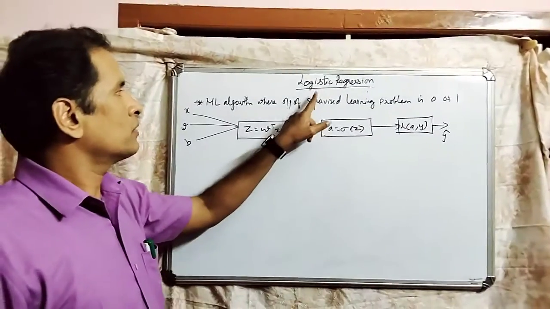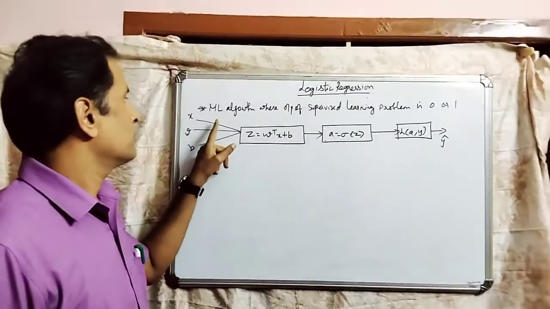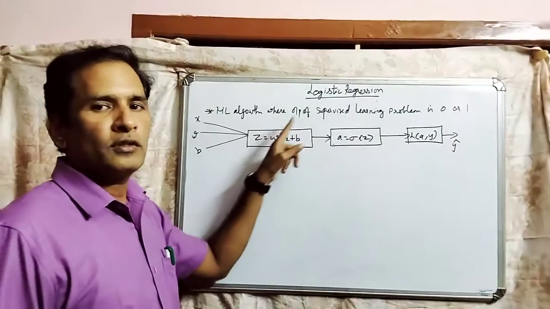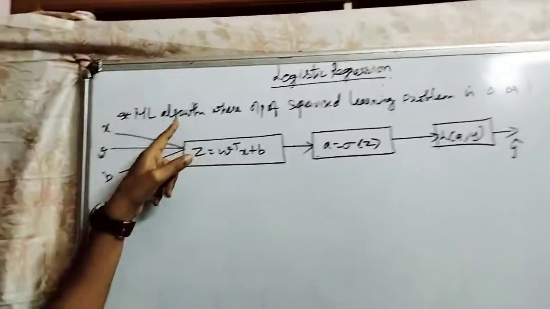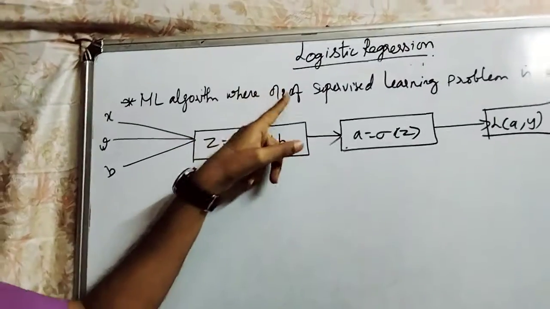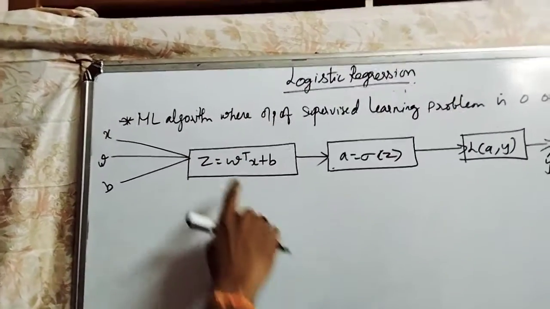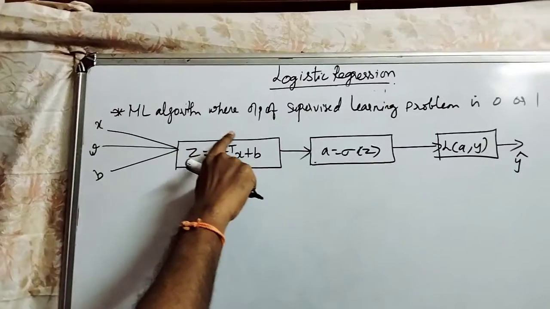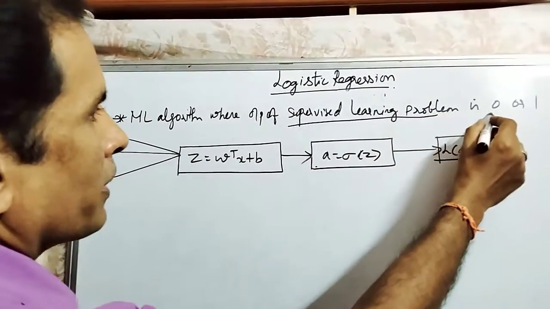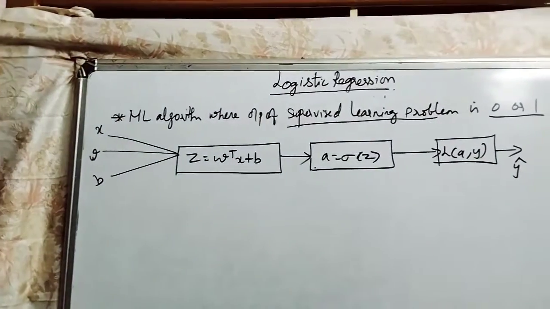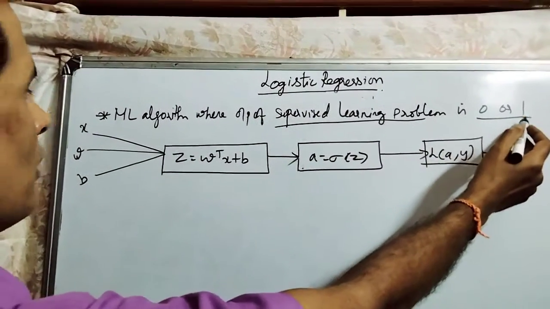Now I am going to discuss something about logistic regression and also how this particular logistic regression is implemented using neural networks. So let me start with the definition of logistic regression. Logistic regression is a machine learning algorithm where the output of the supervised learning problem is either 0 or 1. So the output always ranges between 0 and 1.